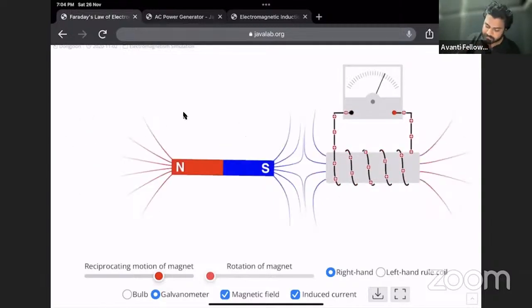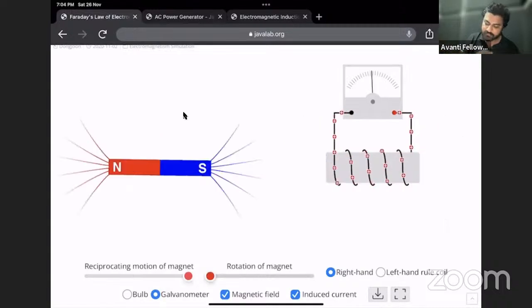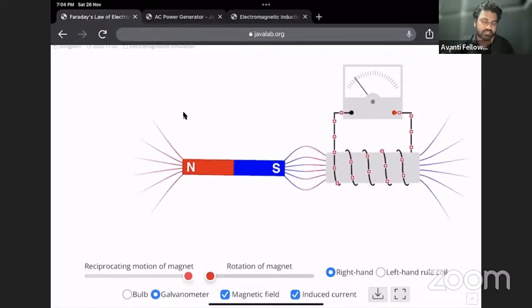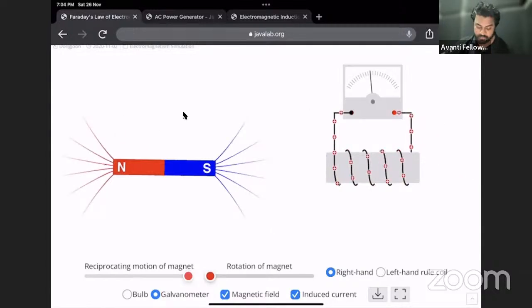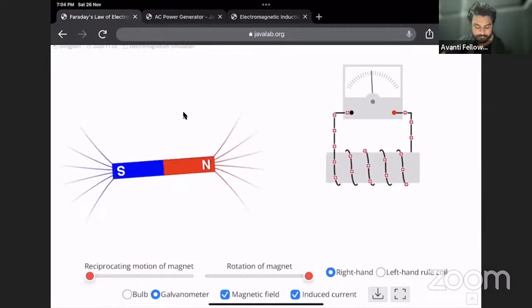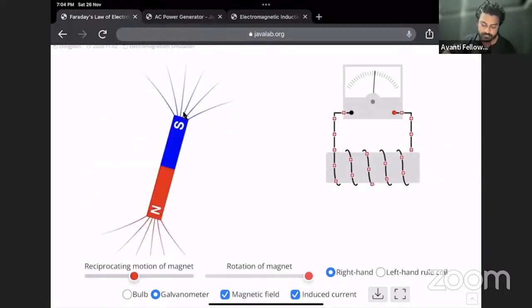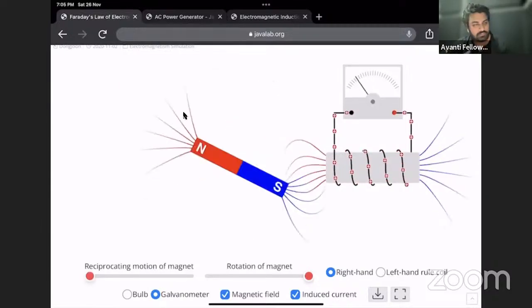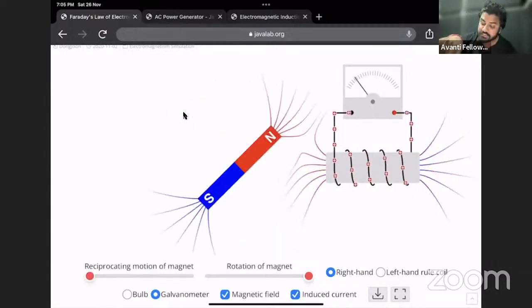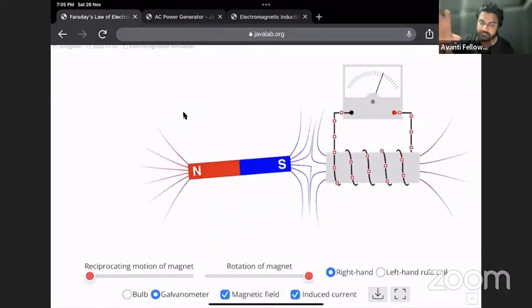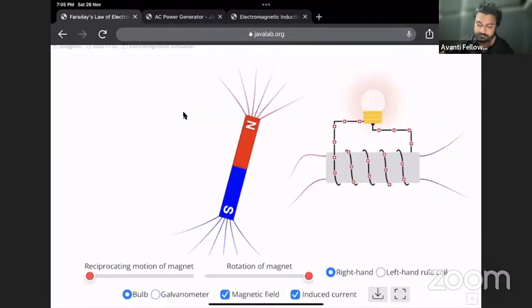So flux can be changed by bringing this magnet fast. If we bring it faster, more flux will be changing. Flux per unit time will be changing very fast. Also, we can rotate the magnet. So this also will create current. These lines which you are seeing are magnetic field lines. Clear? In place of the galvanometer, if I put a bulb, see the bulb.